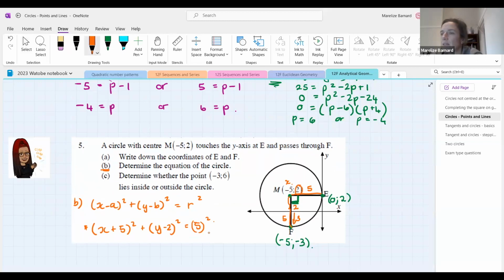We have the center and the radius. All done. That's all you need. All right, we're going to have to stop there.